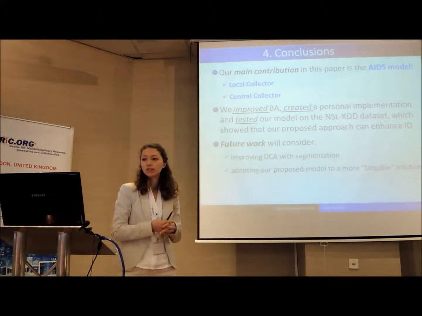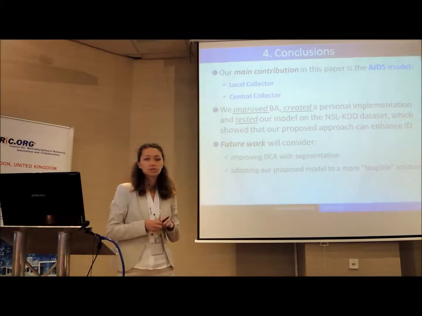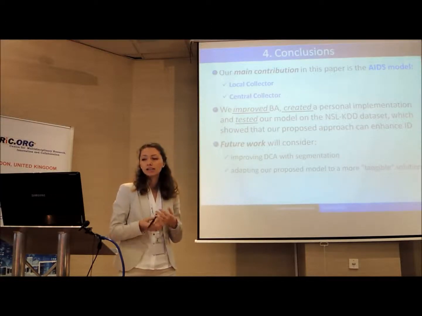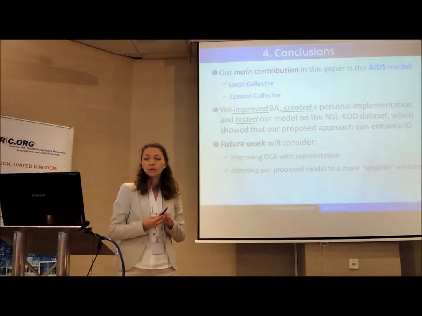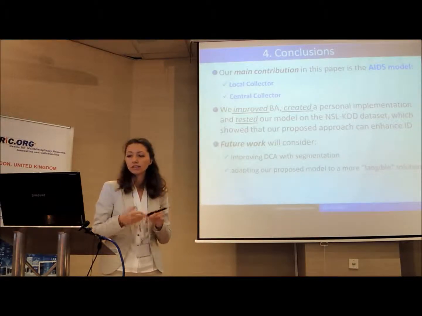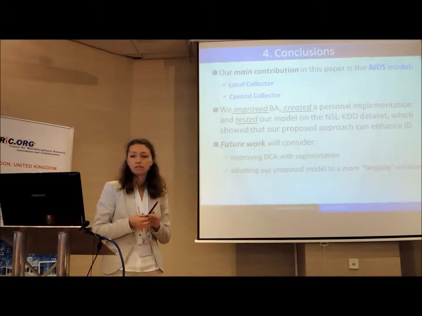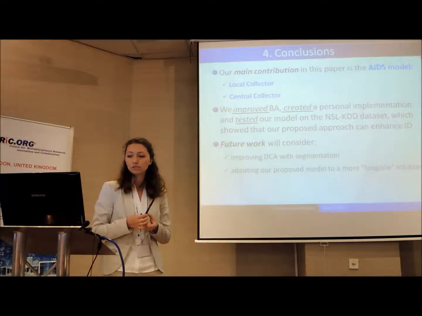My main contribution in this paper is the anomaly intrusion detection model, which we constructed based on a local collector that performs a primary analysis and then sends the suspicious data set to the central collector. For the local collector, we use the recent artificial immune system, while for the central collector, we combine a personal improved swarm intelligence algorithm with the support vector machines. We improved the BAT algorithm, created a personal implementation, and tested our model on an established data set, which showed that our proposed approach can enhance intrusion detection.